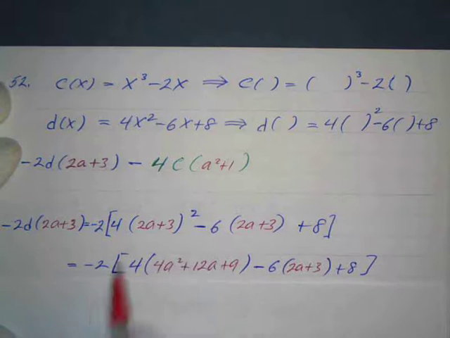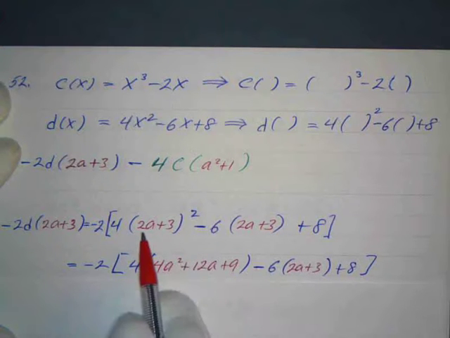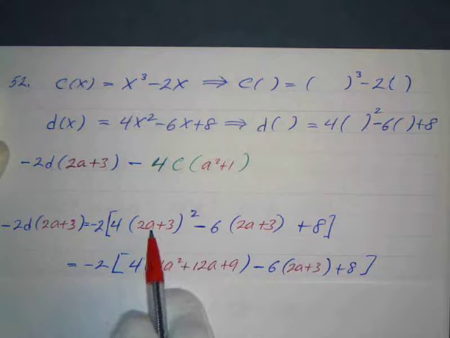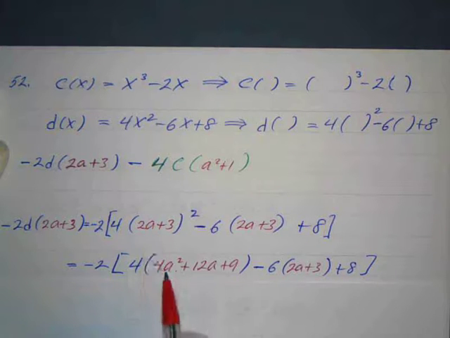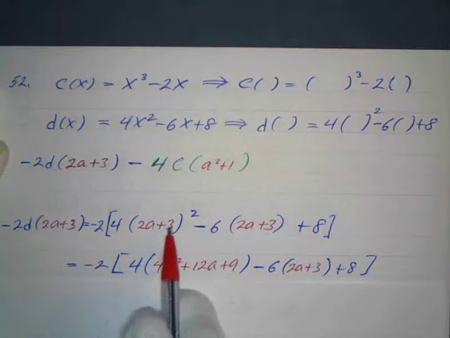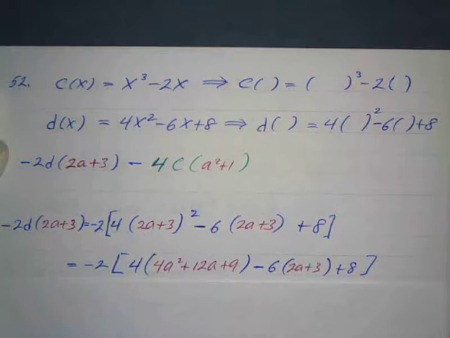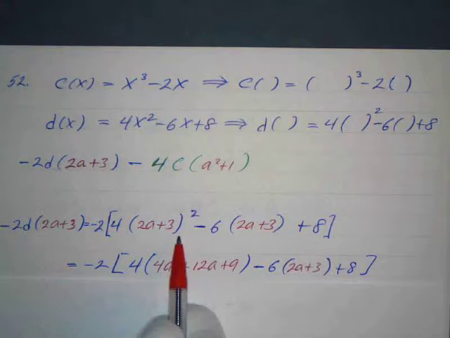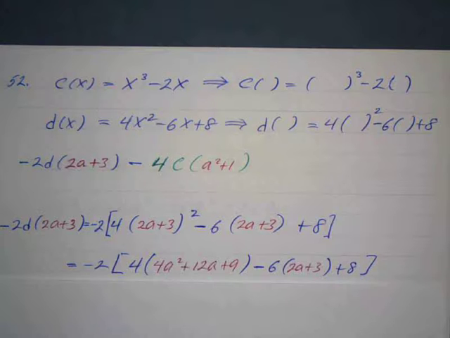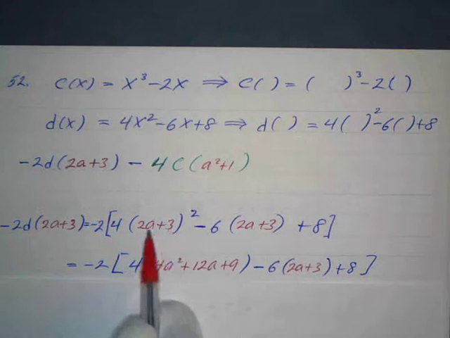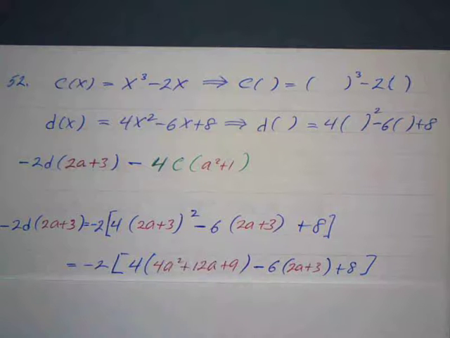So I still have the negative 2. I've got 4 times 2a plus 3 times 2a plus 3. Well, if we FOIL that out, first term squared, 2a times 2a is 4a squared. Then I've got twice the product, 3 times 2 is 6, so 6a doubled, that's 12a. And then 3 squared is 9. You can FOIL that out, or you can just write 2a plus 3 times 2a plus 3, and you'll see you get this. The 12a is the 3 times 2a and the 3 times 2a, because we have the outside and the inside. So just FOIL it out. You don't have any trouble there.